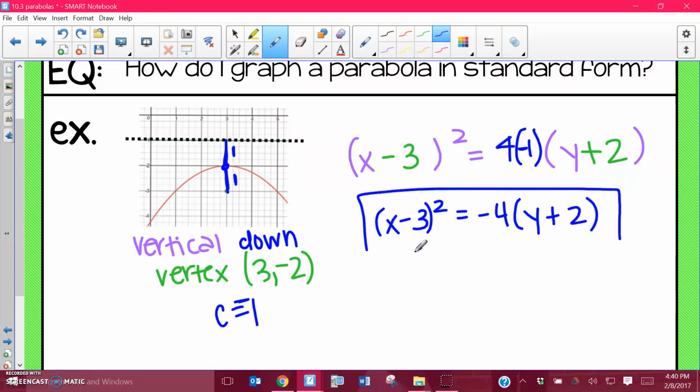Okay, so again, if you have a negative c value, your graph opens opposite of what you think it's going to open.